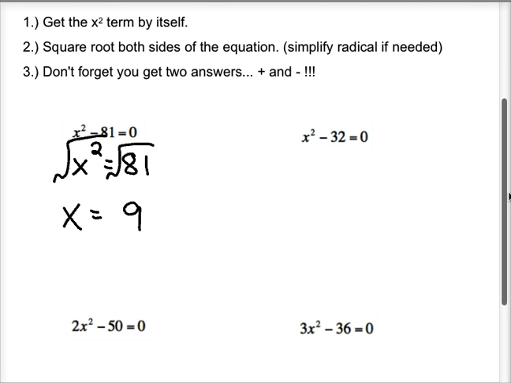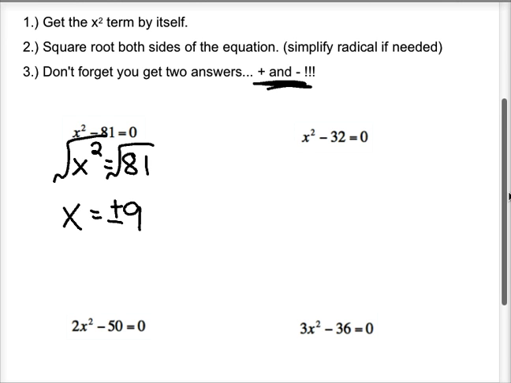Now, a big thing to not forget is we need two solutions. When you square root in an equation, don't forget you are getting a plus and a minus. So make sure you don't forget that when you're taking the square root of a number.